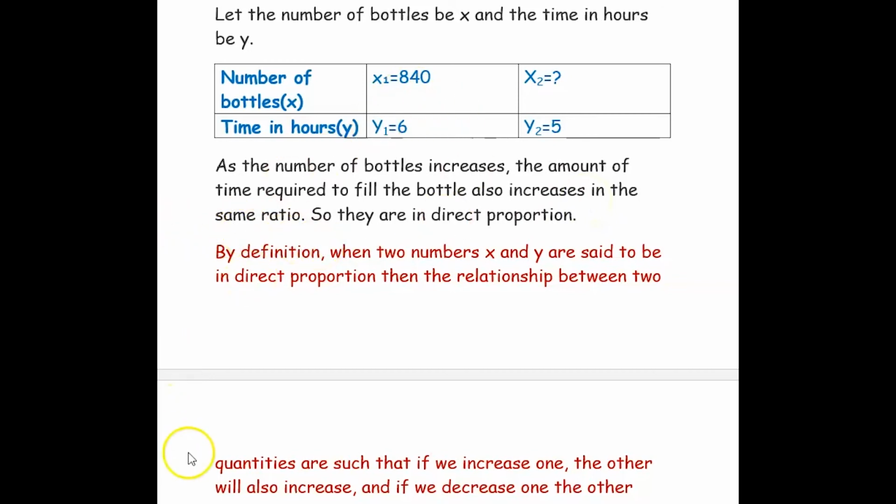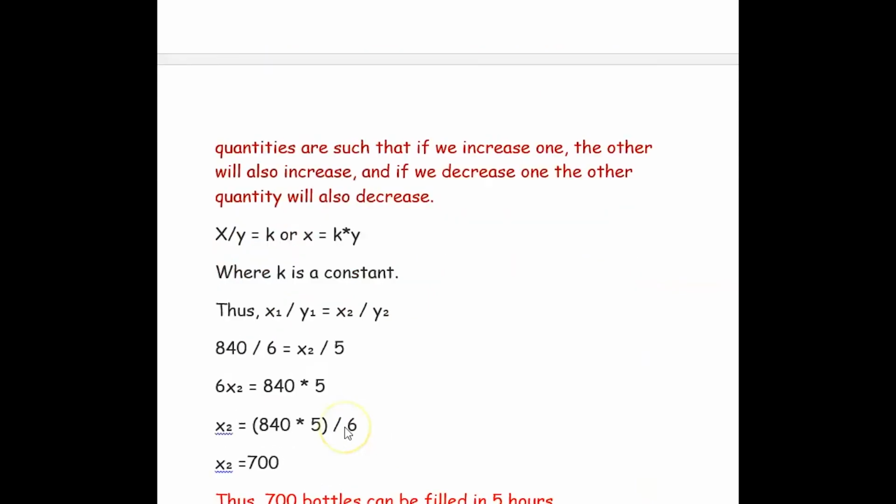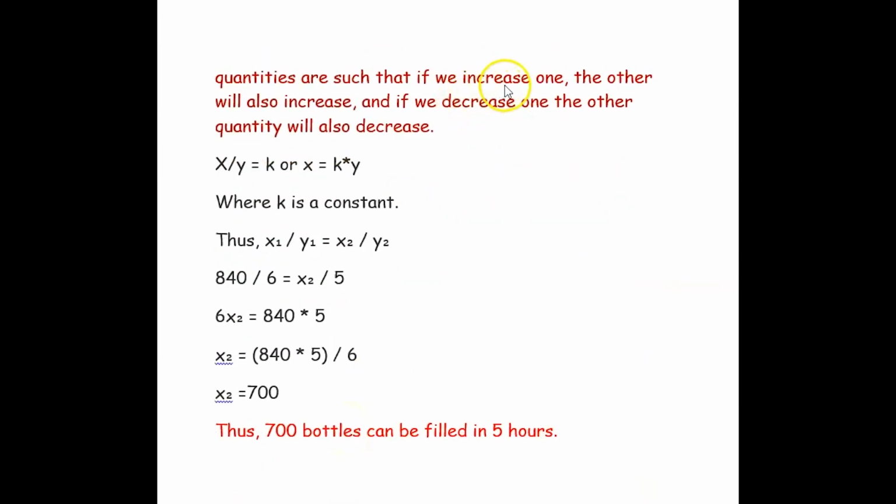But in this case, the time in hours decreased. So the number of bottles should also decrease, so in the same ratio. So they are in direct proportion. So by definition, we know when two numbers x and y are said to be in direct proportion, then the relation between the two quantities are such that if we increase one, the other will also increase, or if we decrease one, the other quantity will also decrease. In this case, it is decreasing.